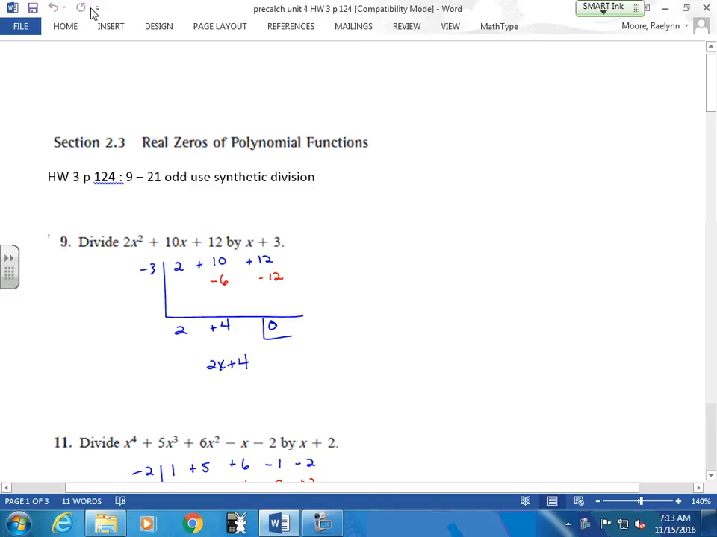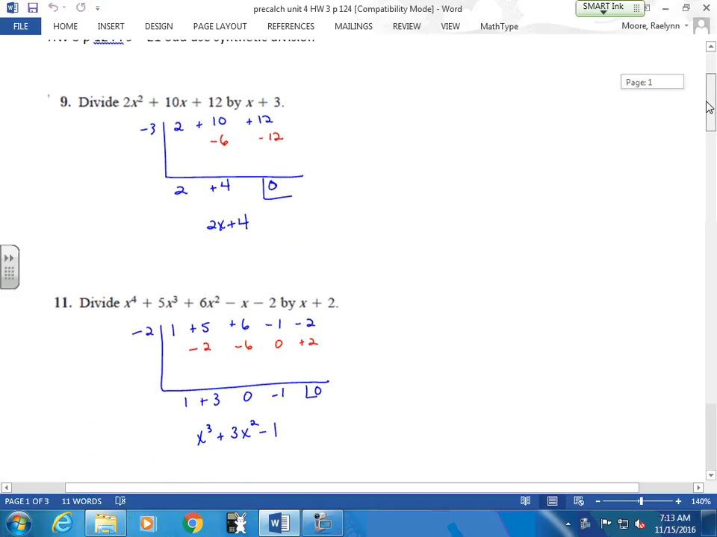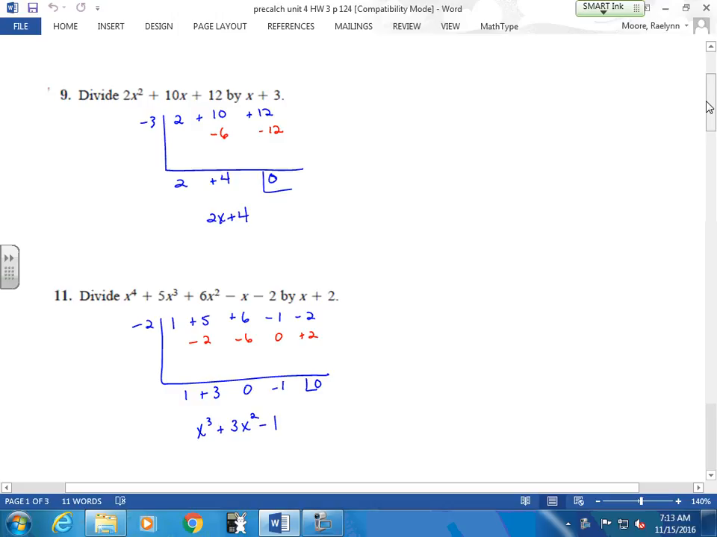Let's see where we stand with this. Tomorrow we're going to start looking at when these are zeros. That means this, in fact, is a factor. It is a true factor. So from here, I can figure out the other factor of this. This is my other factor.